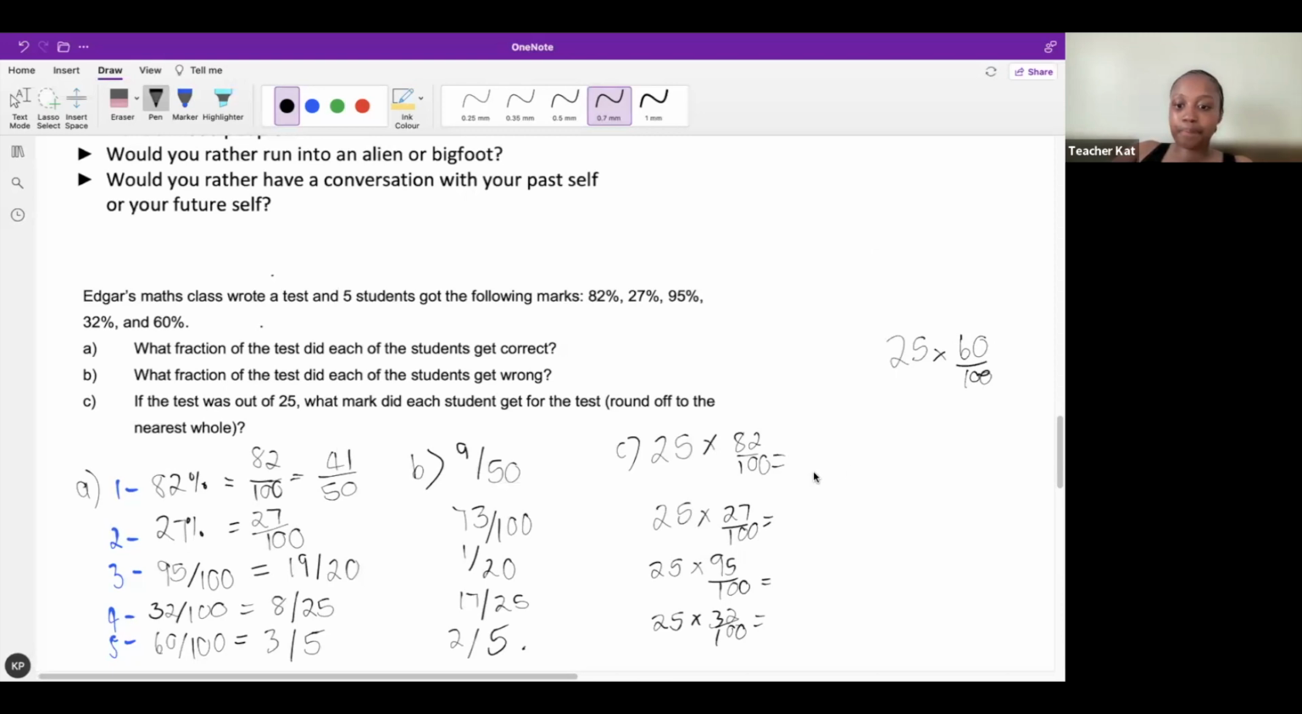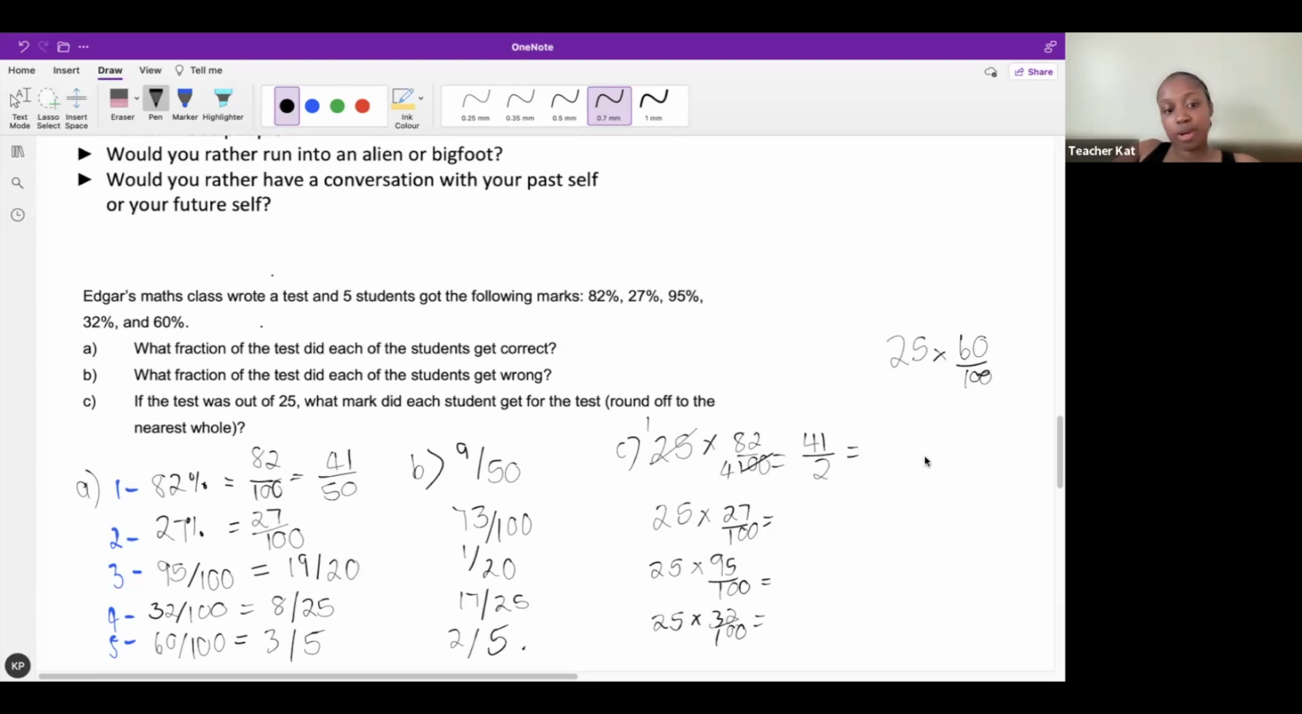Okay, first one. They got 82%. What's 25 times 82%? 42 over 2. You can still divide that, Bukhali. So Bukhali did this. It says 25 goes into itself once and into there 4 times. And it's actually 41 over 2. Can you see that? 41 over 2, if you simplify these two.